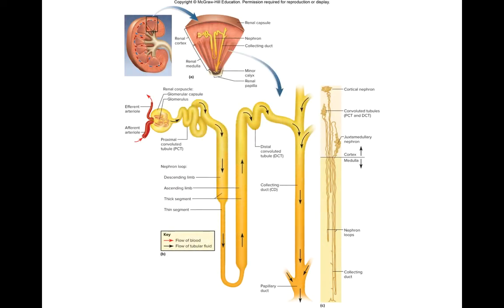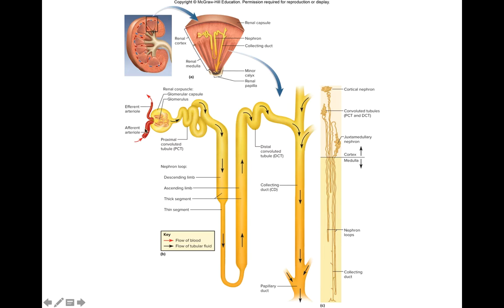So here we can kind of walk through this process. So this is what we're looking at. You can see in the cortex is where we're going to find our corpuscles. Here's our dividing line. All corpuscles are found in the renal cortex. All of your PCT and DCT are found in the renal cortex. The nephron loop starts in the cortex, comes down into the medulla, and then comes back up into the cortex. And collecting ducts run the entire length, cortex and medulla.